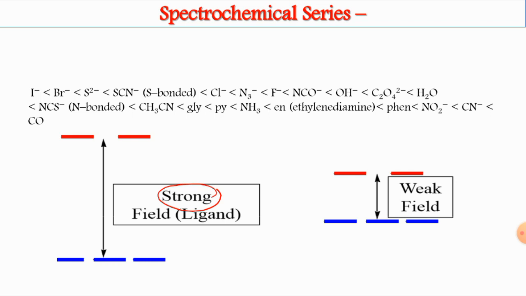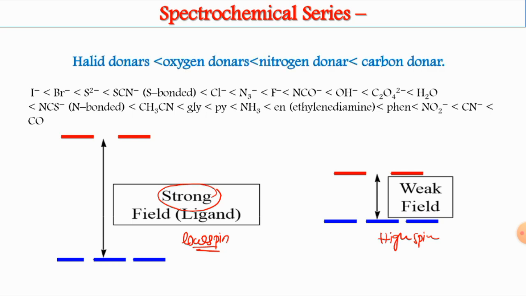So whenever ligands are strong, for example carbon donor ligands are strong field ligands, generally that type of complexes are called low spin complexes. While weak field ligands are the ligands that interact weakly with the particular metal ion, so the splitting is also less and those will be called high spin complexes. So based on that we have carbon donor, nitrogen donor, oxygen donor and halide donor.